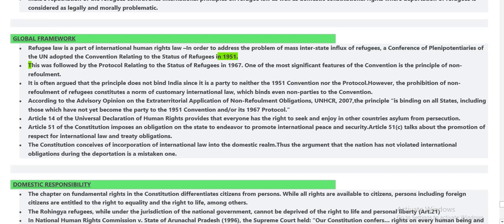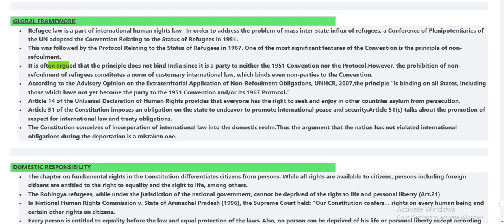Global framework. Refugee law is a part of international human rights law in order to address the problem of mass interstate influx of refugees. A conference of plenipotentiaries of the UN adopted the Convention relating to the status of refugees in 1951. This was followed by the Protocol relating to the status of refugees in 1967. One of the most significant features of the Convention is the principle of non-refoulement.